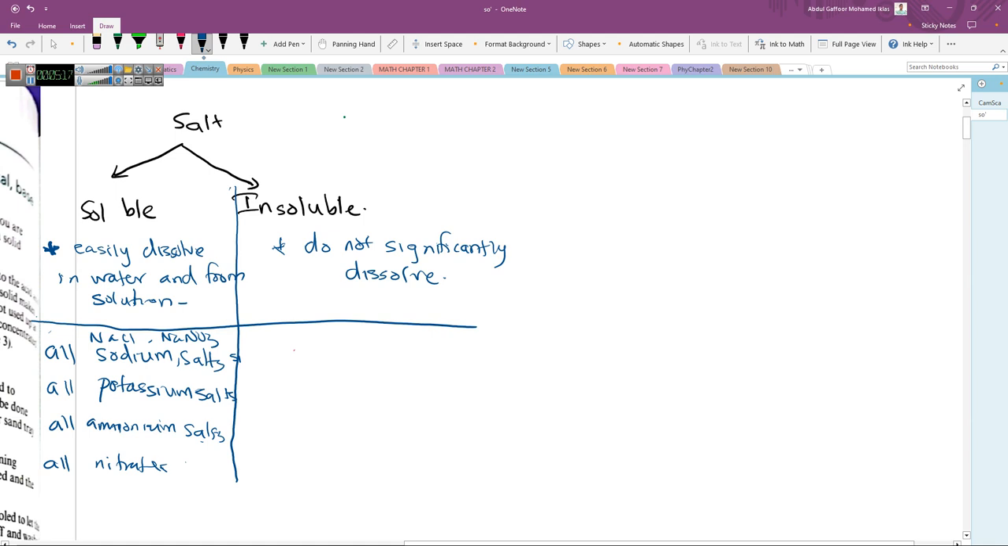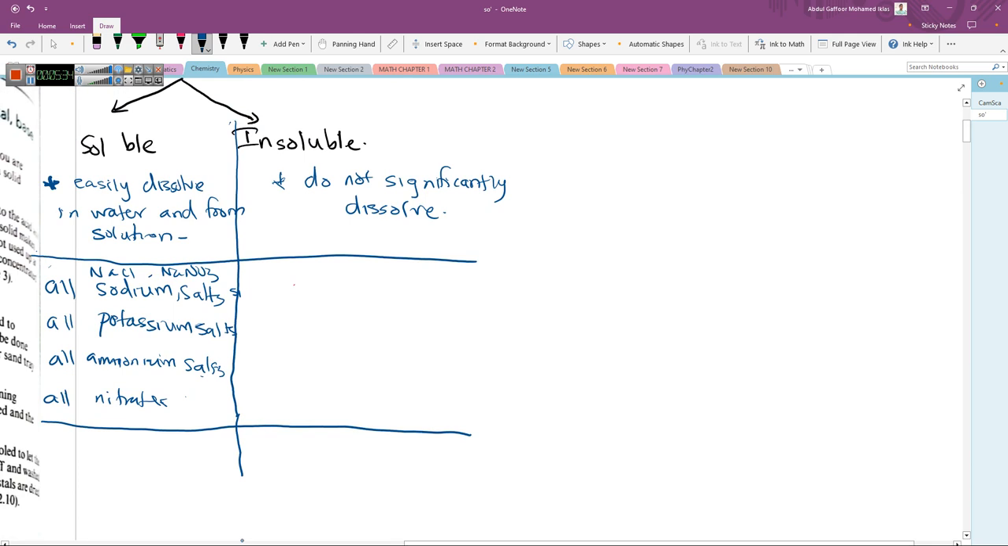Now again what we will see is chlorides. All chlorides are soluble except PbCl2 and AgCl. So, the next category, all chlorides except PbCl2 and AgCl. Only these two chlorides are insoluble in water, and the rest of the chlorides will be soluble.